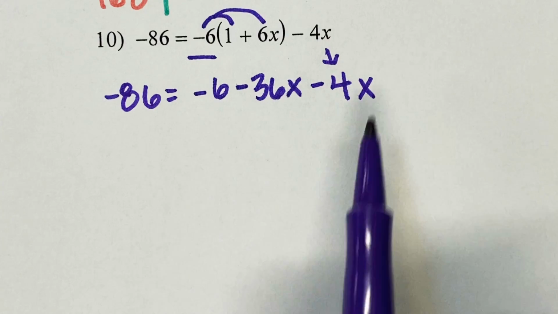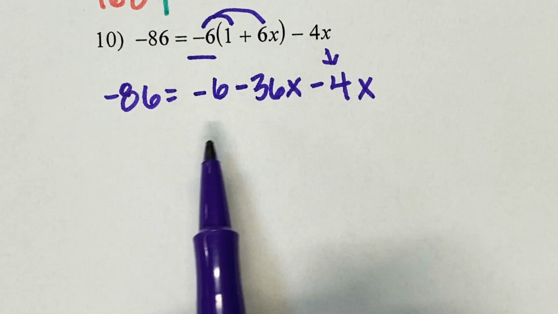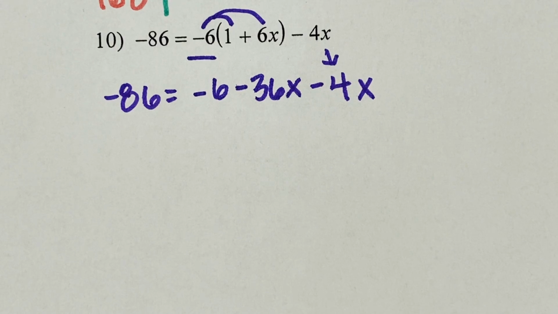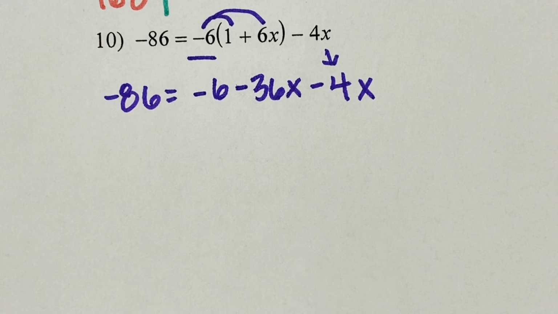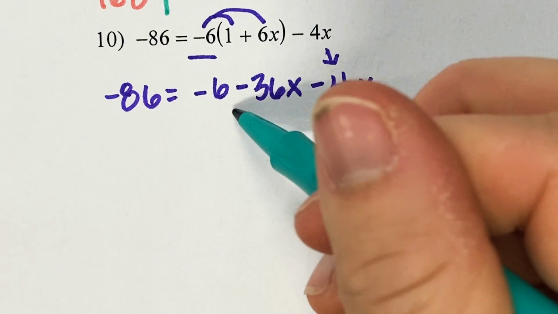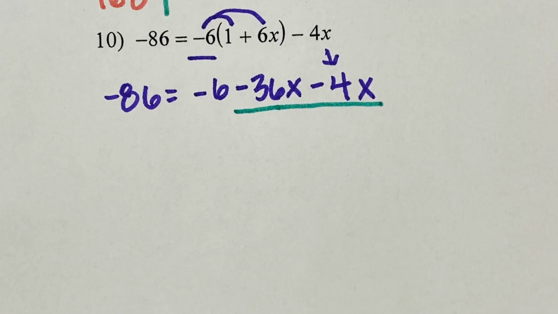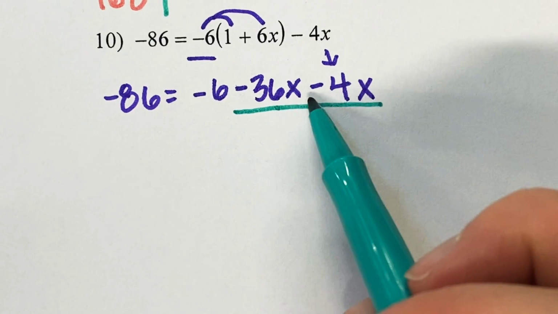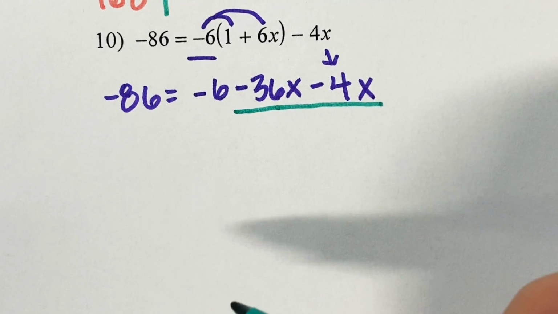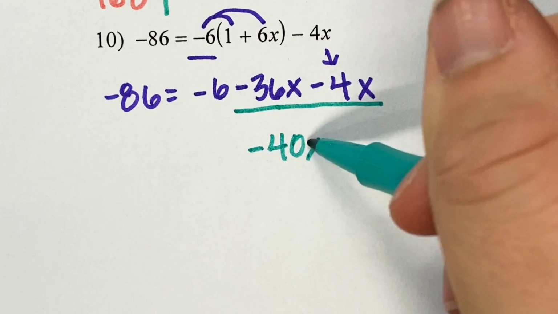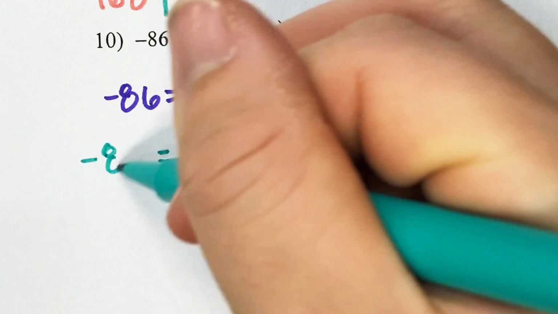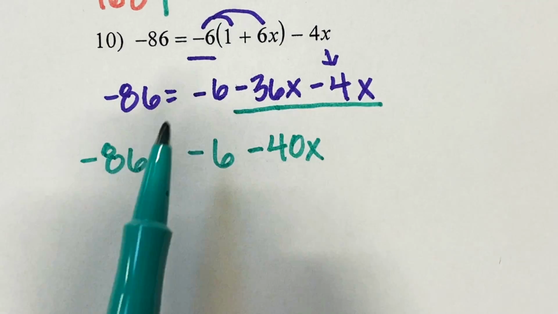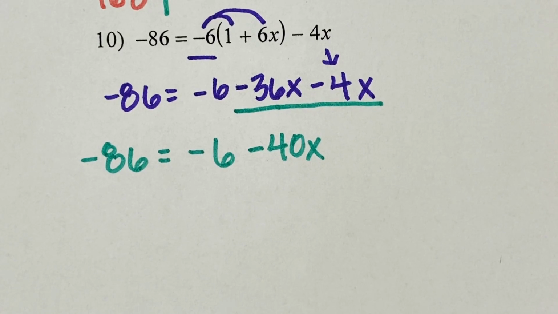Now that we distributed, we can see if there are any like terms that we can combine. What are my like terms with my variable on this side? I see there are two terms with x's. I have negative 36x and minus 4x. So negative 36 minus 4 more is going to give me what? Negative 40x. You can just bring down that negative 6 equals negative 86. Now we've combined like terms. No more like terms, so we can go ahead and start solving it.